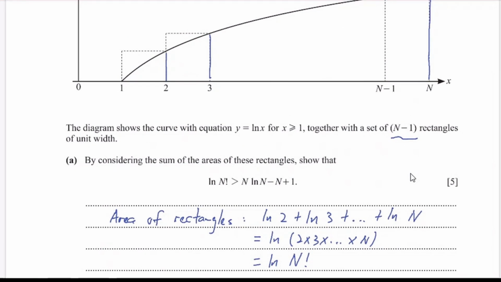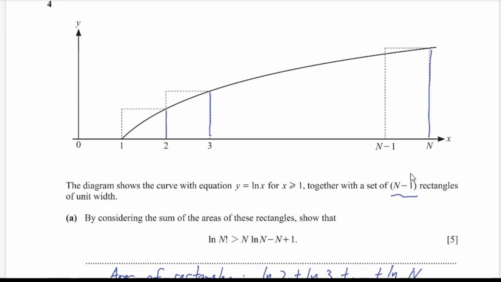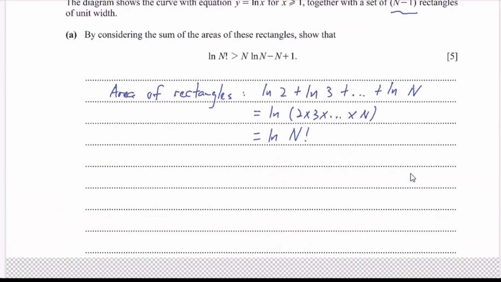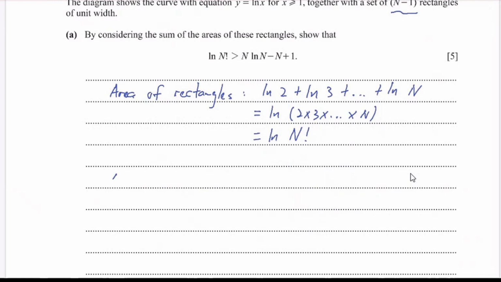the area of the rectangles is actually larger than the area under the curve. For the area under the curve, we have to integrate. What is the area under the curve that we're comparing here? We're comparing from 1 to n for the area under the curve. So we integrate that function. The area under the curve is the integral from 1 to n of ln x.